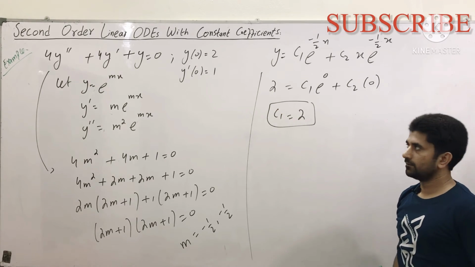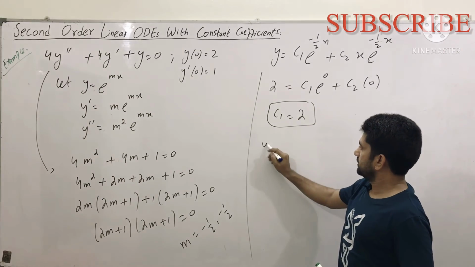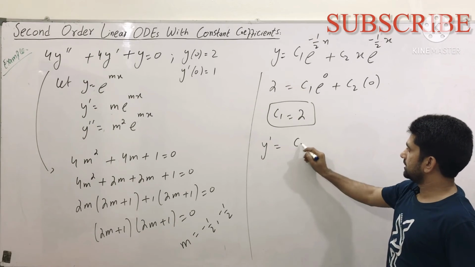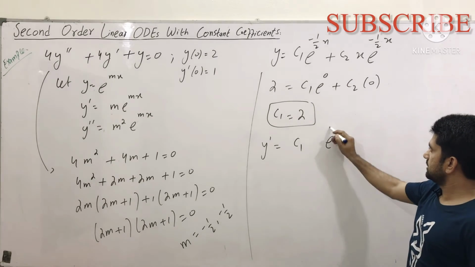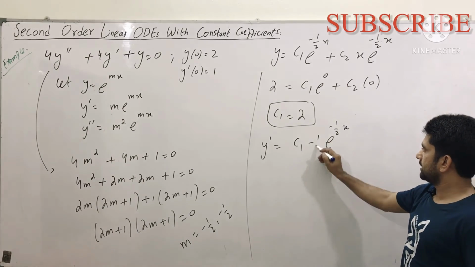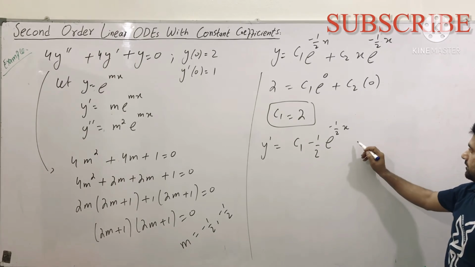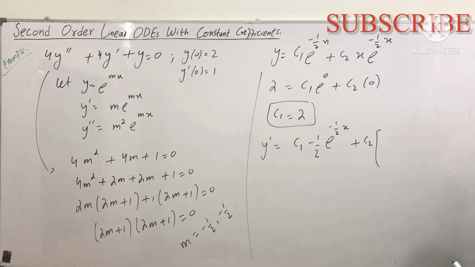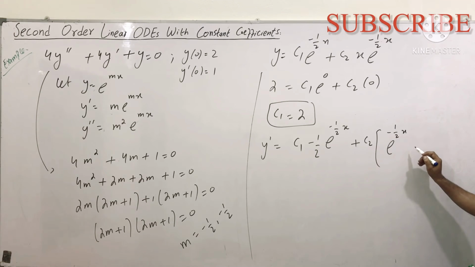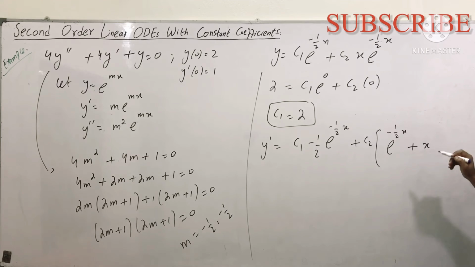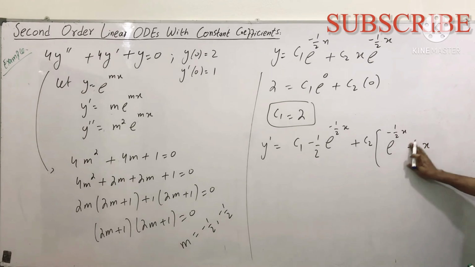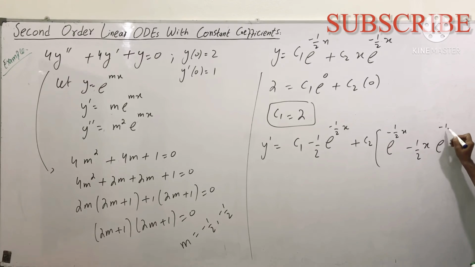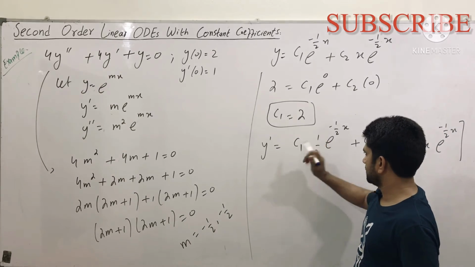For the second condition, we take the derivative of this, y prime. c1 as it is, the exponential derivative is the same as it is, then the power derivative, which is -1/2. Then we have again these two terms, we apply the product formula: the derivative of x is 1 and the exponential as it is, then plus x as it is, the derivative of the exponential which is -1/2 and the exponential as it is. So I can write this minus sign here.